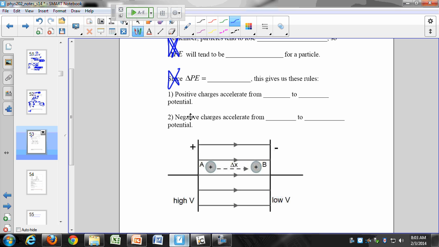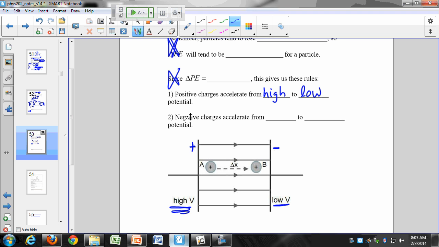All right, so we have a couple of rules, and these will come up: positive charges accelerate from high to low potential. The way I always remember this is I think of a setup with two parallel plates, which are two charged plates. We'll see if this is a capacitor, basically. You have positive charges over here and negative charges over here. The positive side is the high potential side, and the negative side is the low potential side.